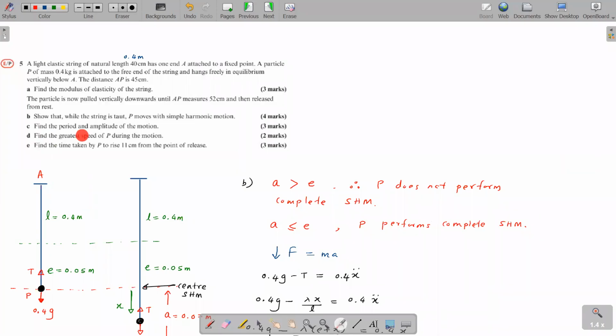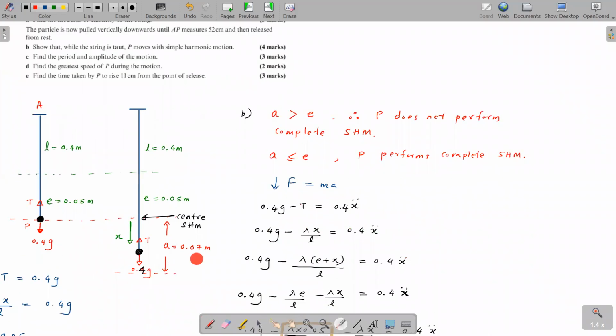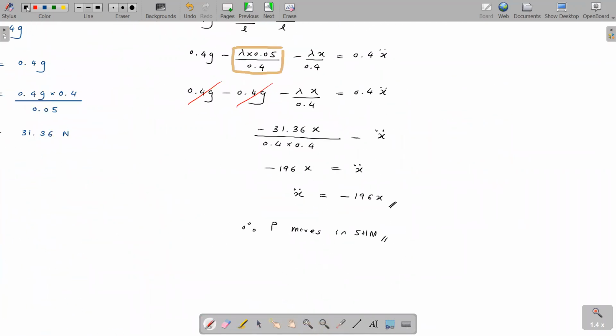Part C, they are saying find the period and amplitude of the motion. The amplitude of the motion is already seen, right? Amplitude is 0.07. What about the period? Period equals 2 pi over omega. Guys, what's omega? Omega squared is 196. How much is root 196? 14, which means the period is pi over 7 seconds. And amplitude?